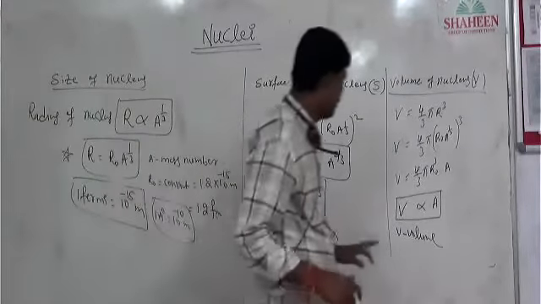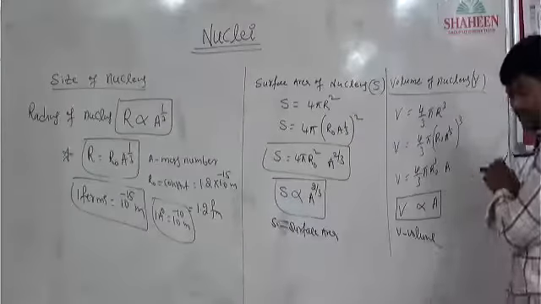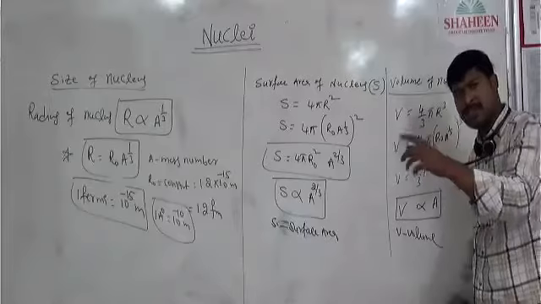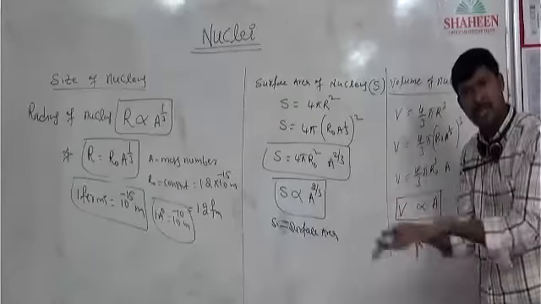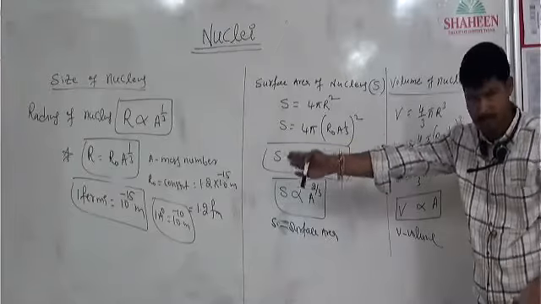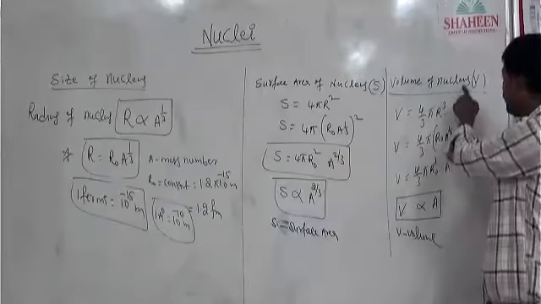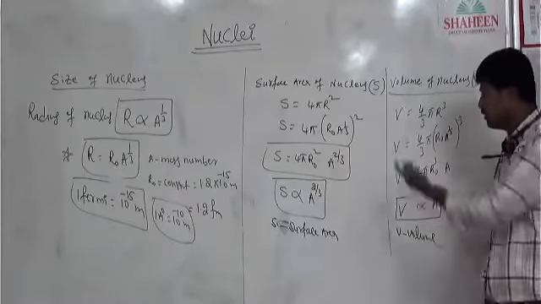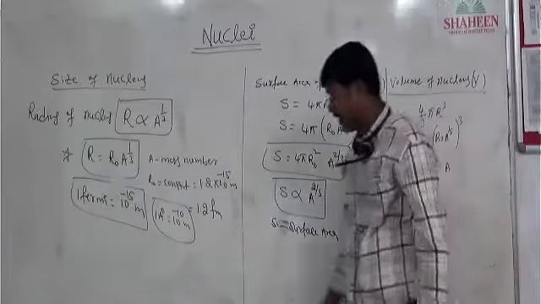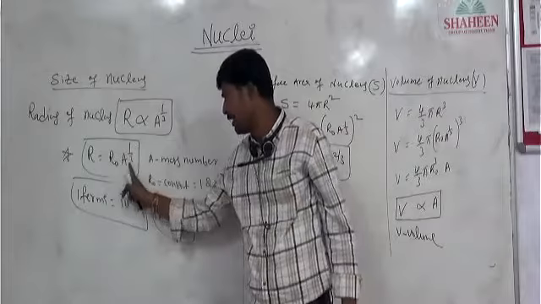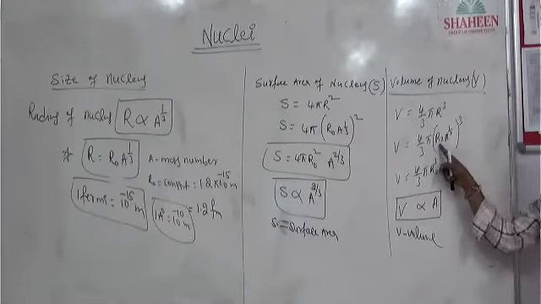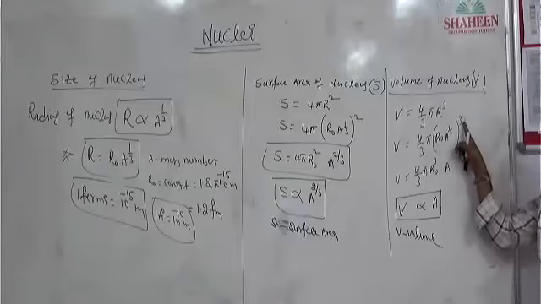Clear? See, volume is what we have considered, as I said before, the nucleus is considered as a sphere. Sphere radius R, that is the radius of the nucleus. I said R is equal to R naught A power 1 by 3. Then volume of nucleus is nothing but volume of sphere. So volume of sphere is 4 by 3 pi R cube. R is the radius of the nucleus, which is R naught A power 1 by 3. In place of R, I replace R naught into A power 1 by 3, whole cube.